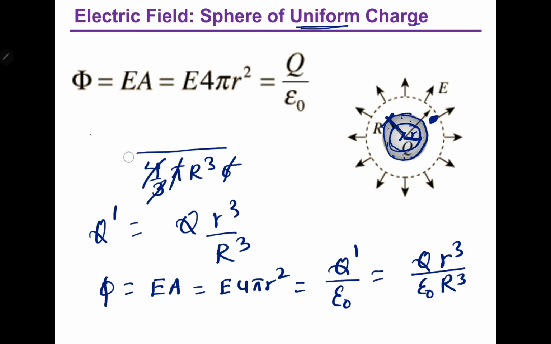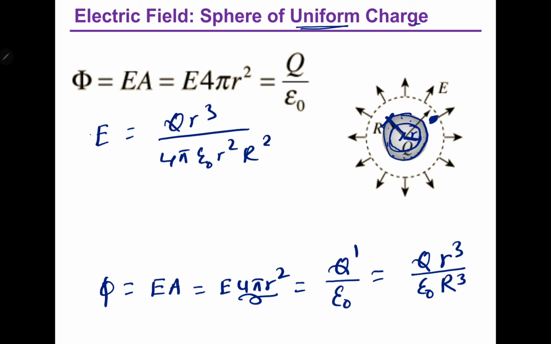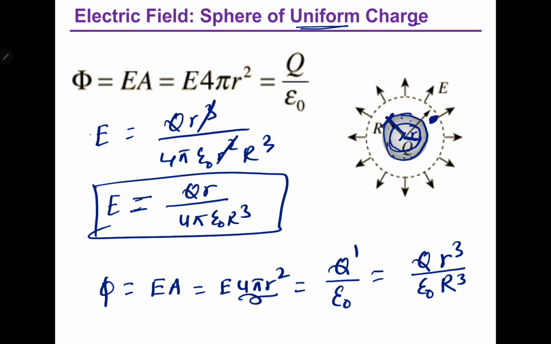So let me erase all these things and write down here. So the electric field strength E will be equal to Q r cube over 4 pi epsilon naught r square R cube. The r square and r will be cancelled, and E will be Q r divided by 4 pi epsilon naught R cube, right? This is the electric field when r is less than R.